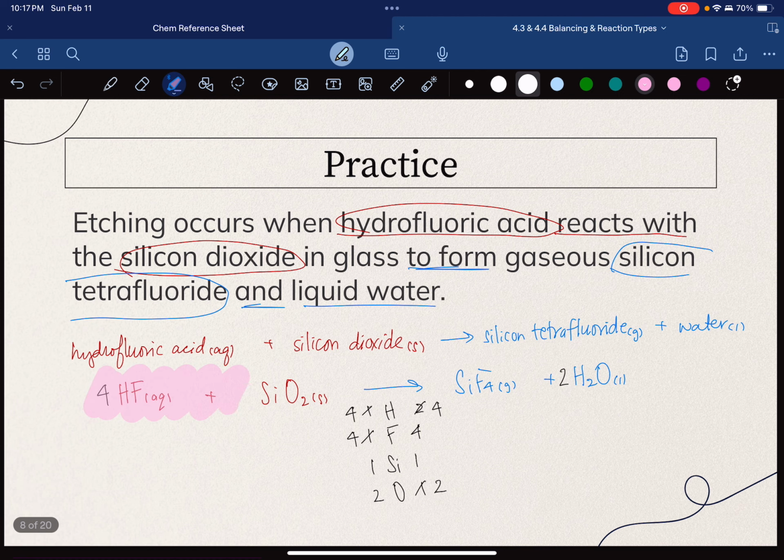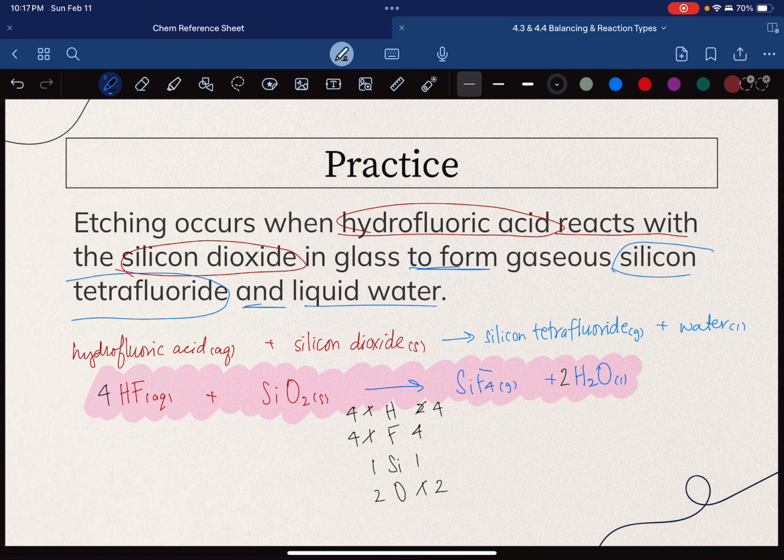That was not so bad. And I can't reduce this any further without losing my integers. So there it is, balanced. You can write a little check to help you be like, it's balanced. Yay.